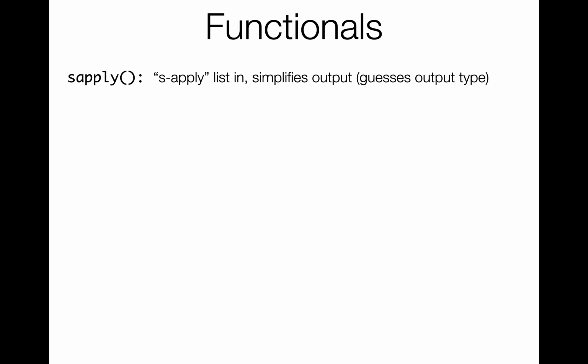The other one that I want to talk about is sapply. So this is maybe the second most famous functional in base R. Sapply is list in, and then the S stands for that it simplifies output. Okay, so that means it guesses output type. So if it can, it'll turn it into a vector. If not, it'll turn it into a list, or it could output a matrix. And so in that way, it's really flexible, but it's also kind of dangerous.